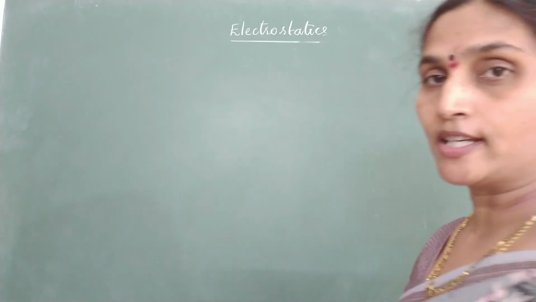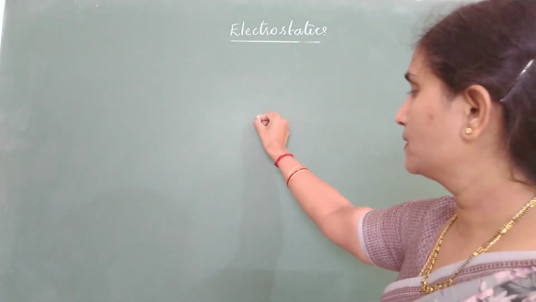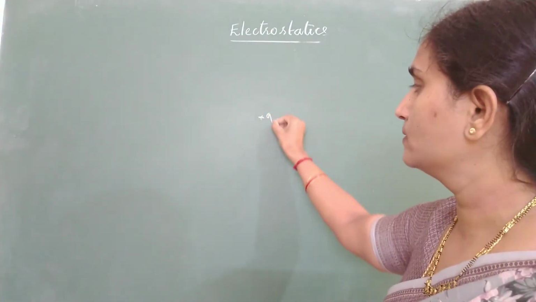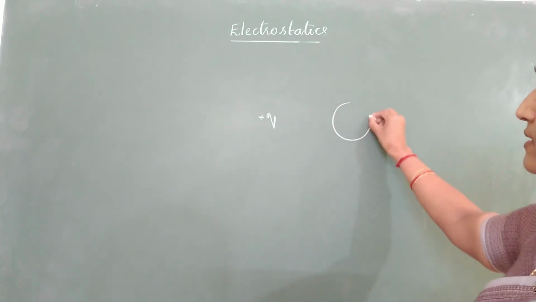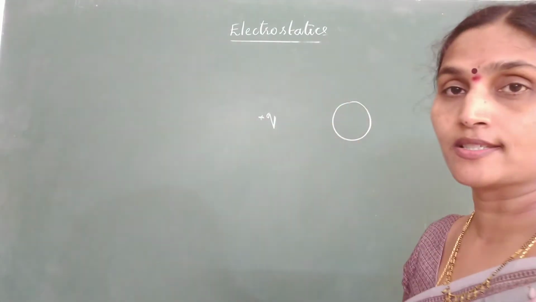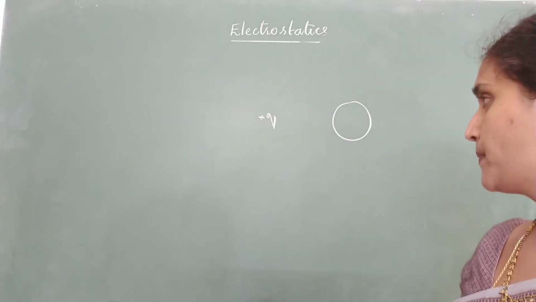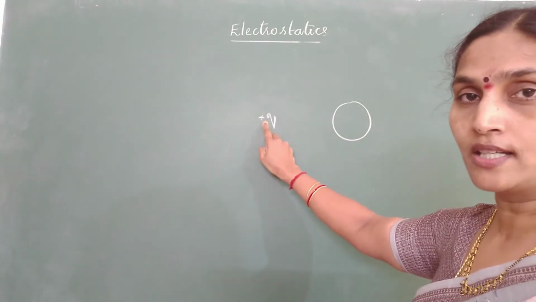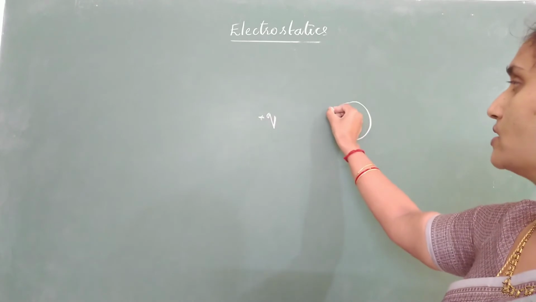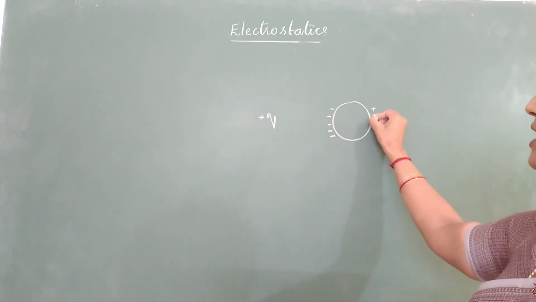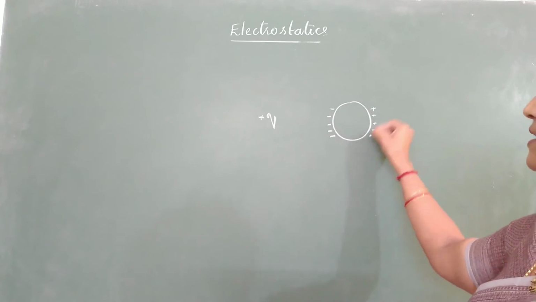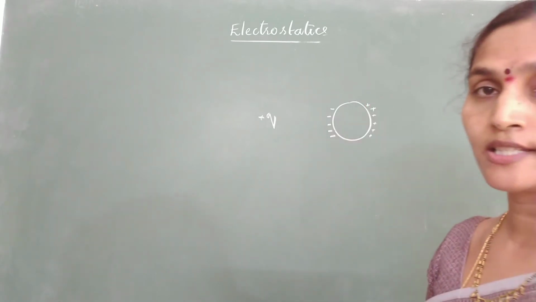One more question related to field lines. There is a positive charge plus q, and then you have kept one conducting sphere at a certain distance. It's a conducting sphere. Because of this positive charge, what would happen? Due to induction, a negative charge is induced, and here we get a positive charge. So what will be the nature of field lines?